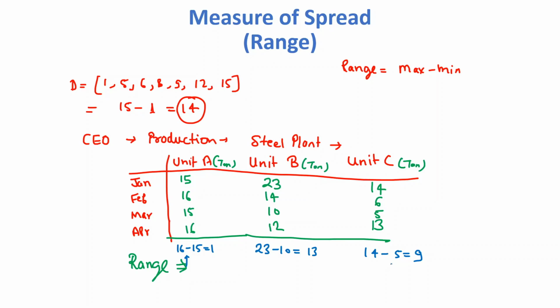So which plant has the least range? We can see here that unit A has a very small range compared to the other units. So we will tell the CEO that unit A is performing in a more consistent manner compared to unit B and unit C. This is the real world example where we check the consistency of the production units.